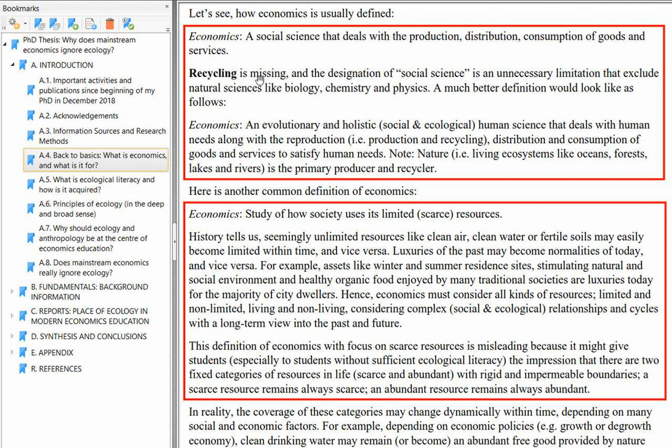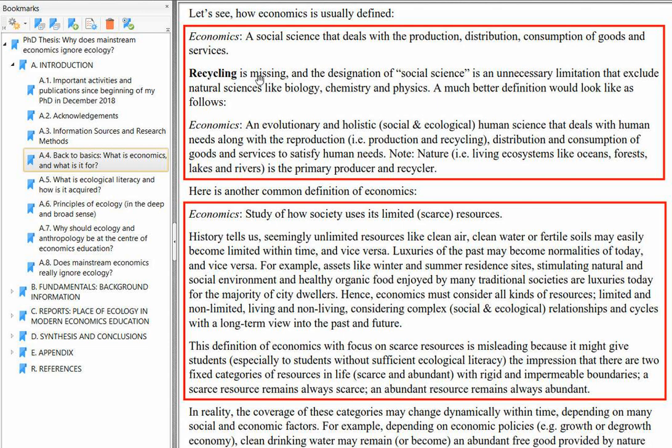The first example, what is economics? A social science that deals with the production, distribution, consumption of goods and services. Sounds very logical and even scientific, but something very important is missing here, which is recycling. The historical perspective is missing, as if all these processes, production, distribution, consumption, can go on forever without any limits, any constraints, totally independent of the physical and biological conditions of the world.